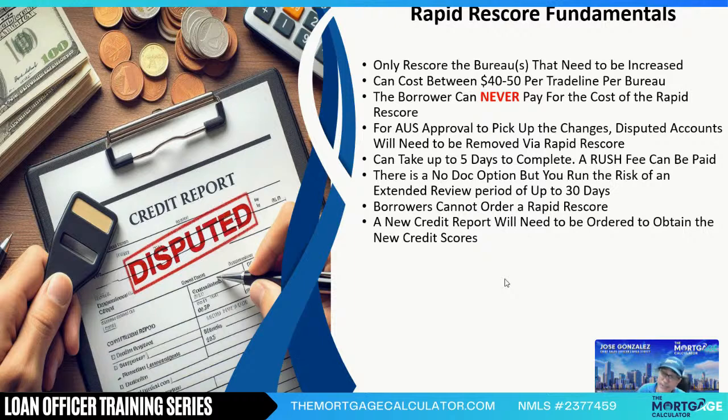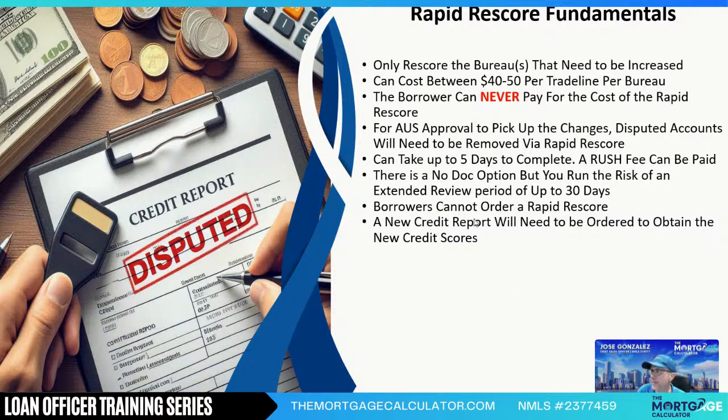Now, if the borrower says there's no way I can get that documentation, there is a no doc option, but with the no doc option, you run the risk of an extended review period of up to 30 days if they cannot quickly verify the information. Then they would go to the credit company for verification, and they have up to 30 days to provide a reply. So no doc is really not a preferred option. It's like a last resort if it's absolutely impossible to get the documentation.